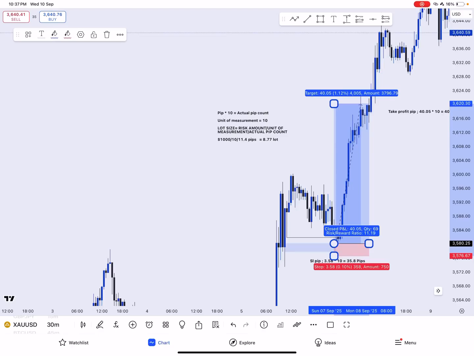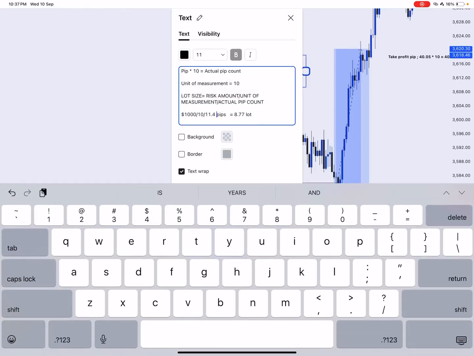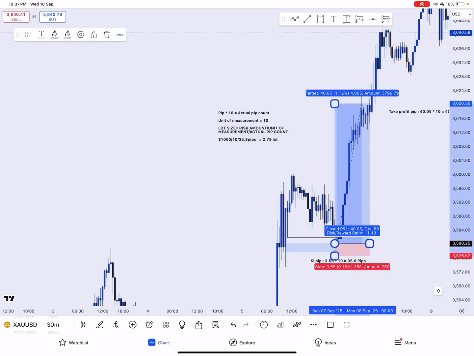So the amount you're risking is $1,000 divided by 10, then divided by 35.8 pips stop loss, which would give you a 2.79 lot size. So what it means is that if you're risking $1,000 for this stop loss here, 35.8 pips, your lot size will be 2.79. If you use 2.79 lot size and multiply it by 10, and multiply it by this 35.8, you're getting exactly $1,000, meaning that $1,000 is the risk here.